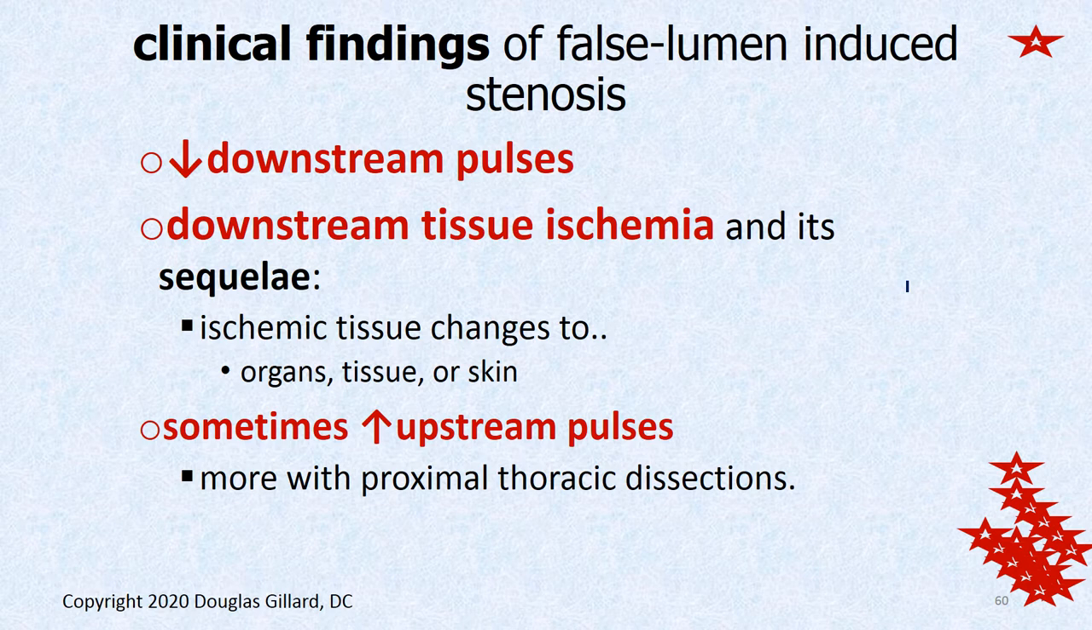Well, what are the clinical findings? Well, if a beaver dam has occurred, because the false lumen pushed into the true lumen, you'll have decreased downstream pulses, and you'll have downstream ischemia as well. So you might have some skin change. You might have pain, right? Maybe you'll have claudication pain, right? Could have added claudication pain in there as well.